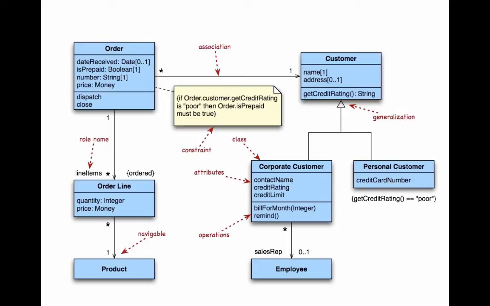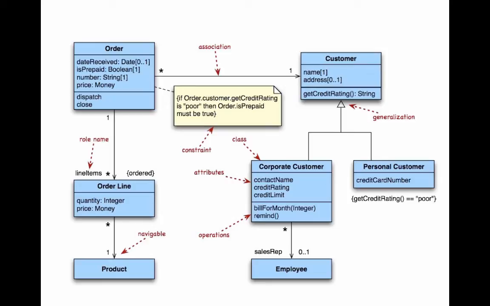Okay, this one should not be difficult either. Generalization implies an is-a relationship. Remember, we already talked about how to represent a has-a relationship through an association arrow. An is-a relationship means inheritance, and you implement inheritance in Java with the keyword extends. So in your corporate customer class, you would write corporate customer extends customer. Likewise with personal customer.